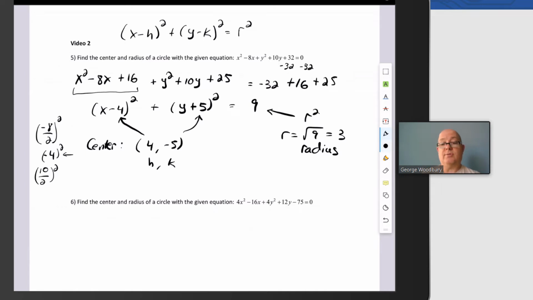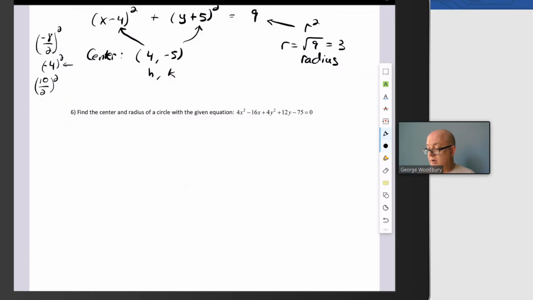And if we needed to graph this equation, we'd plot a point at 4, negative 5, over 4, down 5, and then we would go 3 units left, right, up, and down, and then connect the dots, draw the circle that goes through them. The next problem is a little more challenging.